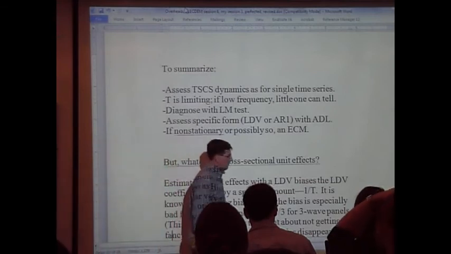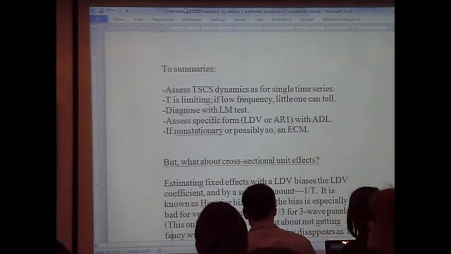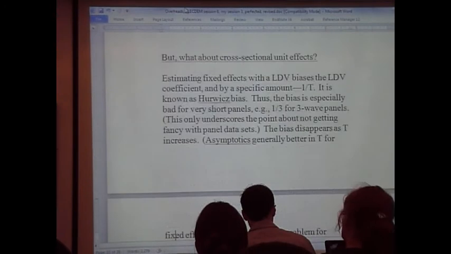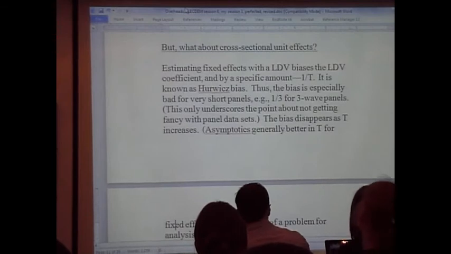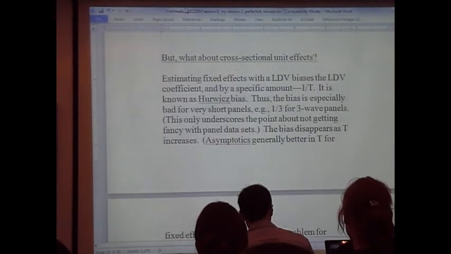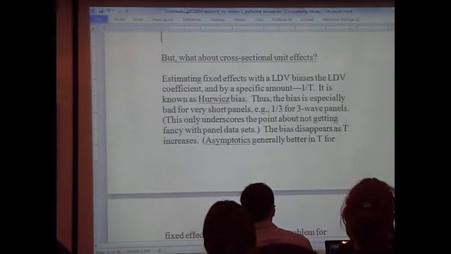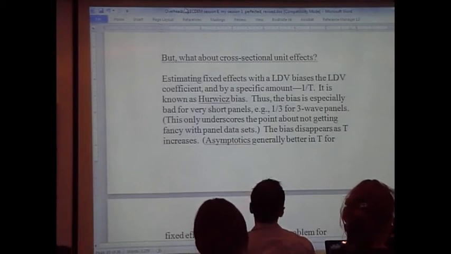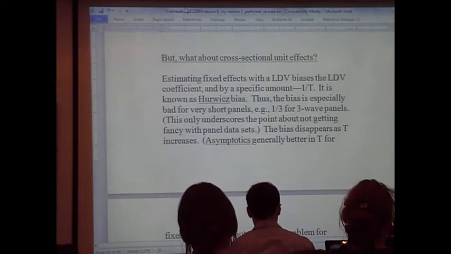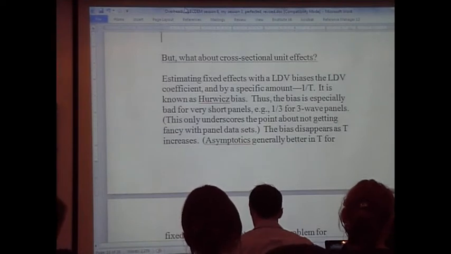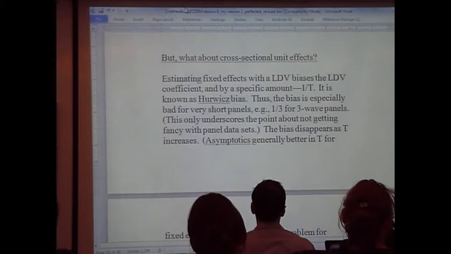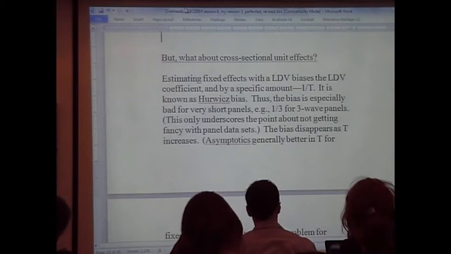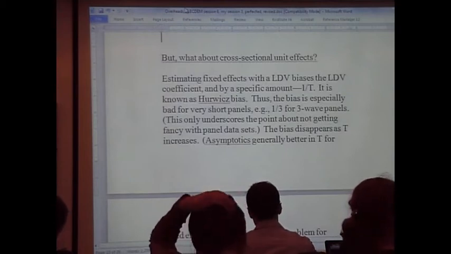Okay. So what about estimating these cross-sectional unit effects? One of the classic approaches to dealing with panel data has been estimating fixed effects with a lagged dependent variable. So it's an LDV model: y equals a function of y sub t minus 1 plus x sub t, not x sub t minus 1, x sub t, and then adding in these intercepts for countries, for these units. This introduces bias.